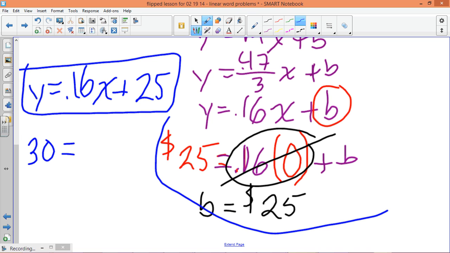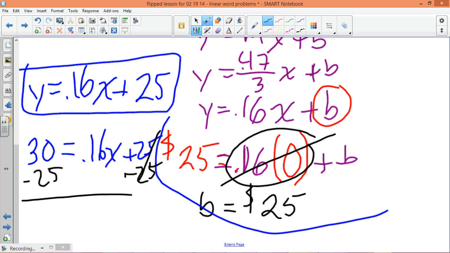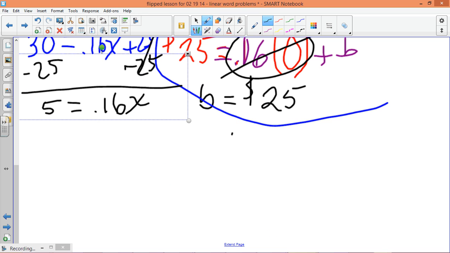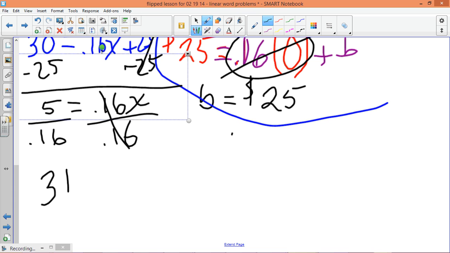30 equals 0.16x plus 25, and I need to figure out what the value of x is that makes this true. Minus 25, minus 25. 5 is equal to 0.16x. Am I done? No, I'm not done. Divide by 0.16, divide by 0.16. 5 divided by 0.16. I'm going to use my calculator. I get 31.25. 31.25 is equal to x.